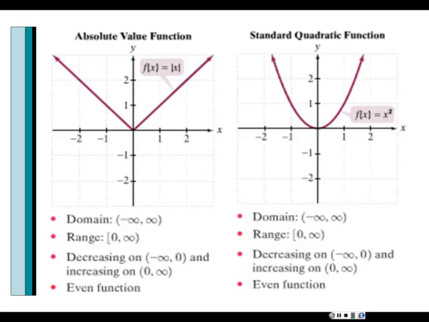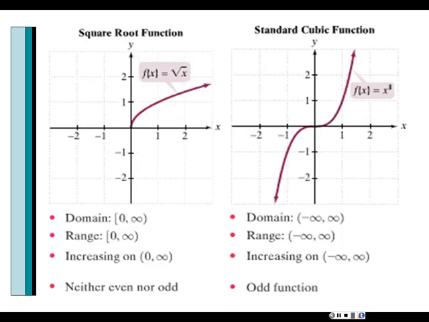Okay, so we see the domain and range, and similarly, the left side is decreasing, the right side is increasing, and this function is an even function because it's symmetric about the y-axis, right? Look at the y-axis, and the y-axis basically divides the graph into two similar shapes.